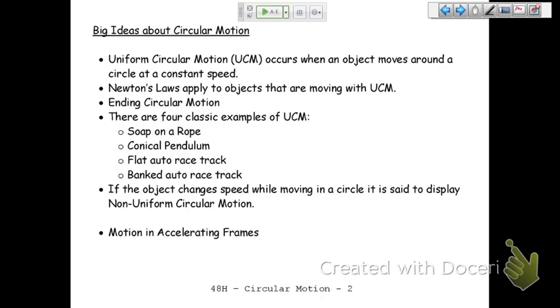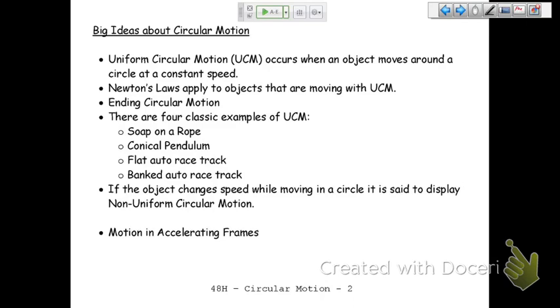And we have 4 classic examples of this. One is a so-called soap on a rope, which is a mass on the end of a piece of string, and you just swing it in a nice flat circle. The other is a conical pendulum, where you take the same mass and the same piece of string, but you don't make it into such a big circle. It kind of is a conic section. Then imagine a car going around a flat racetrack, so it's a circular track, but there's no banking on it. And then imagine the same car on a banked track. Those are the 4 applications of circular motion.